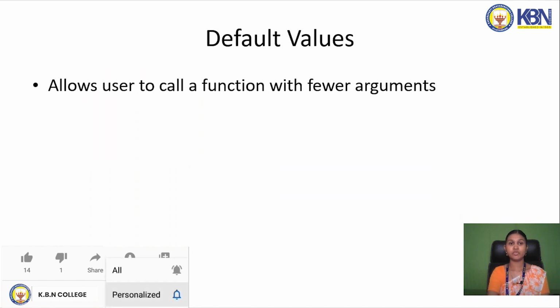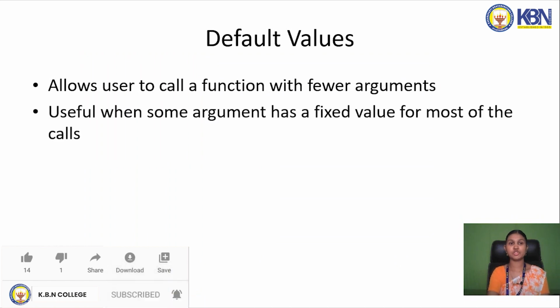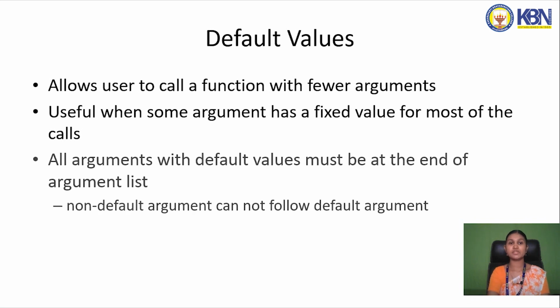Next, here we are receiving the default values. They allow the user to call a function with fewer arguments. When some arguments have fixed values, these fixed values are used when calling the function, and all arguments with default values must come at the end of the argument list only.